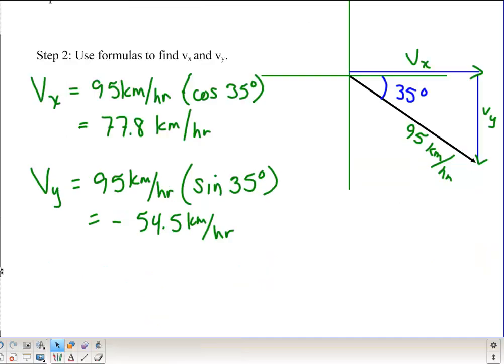Why is this negative? I chose in this particular problem to make up positive, therefore down is negative. I also chose in this particular problem to make right positive, therefore left would be negative. Your signs could be different from mine depending on what convention you choose for positive and negative.